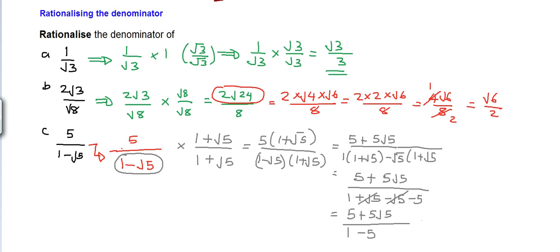So that equals 5 plus 5 root 5 over 1 minus 5. Well, we can still simplify the top, so 5 open bracket 1 plus root 5 close bracket over minus 4, and that's your answer.